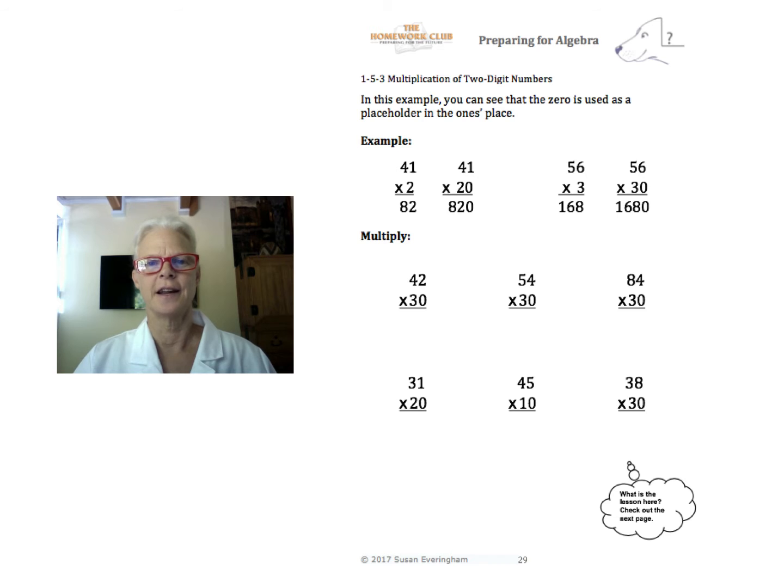Page 29, multiplication practice. This one is involving zeros, which is really easy. So I'll let you all figure this one out. 41 times 2 is 82. You add a 0, it's 820. Very simple. Just think of it that way. Multiplying 42 times 30. 42 times 3 is 126, right? Plus a 0, and you'll be able to figure that out. All right, good luck.